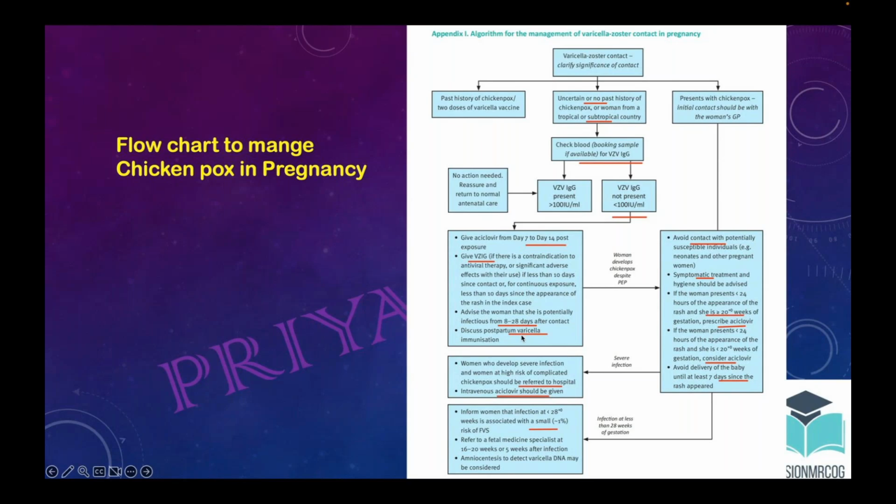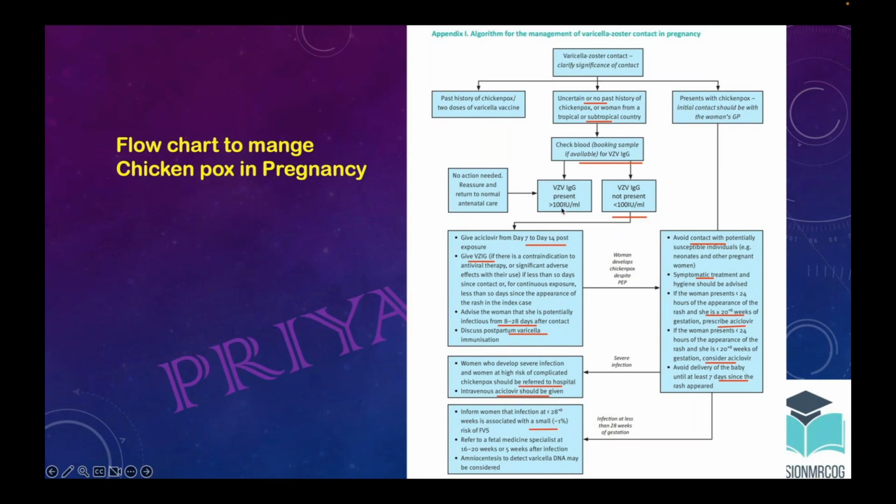And if the patient is susceptible, non-immune, then postpartum varicella immunization should be discussed. That is a new addition in the guideline. If the patient develops chickenpox, then she should be referred to the hospital for assessment. In severe infection, intravenous acyclovir can be given. For the baby, if the seroconversion occurs at less than 28 weeks, less than 1% of babies may have fetal varicella syndrome. So they should be referred to the fetal medicine unit at 16 to 20 weeks, or 5 weeks after infection, for detailed discussion and the scan. Consideration for amniocentesis can be done.